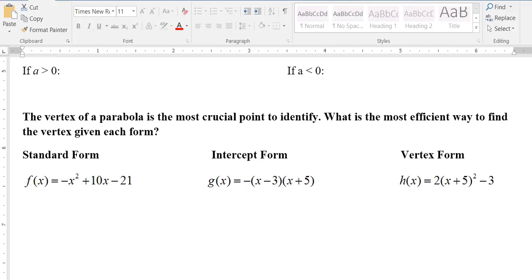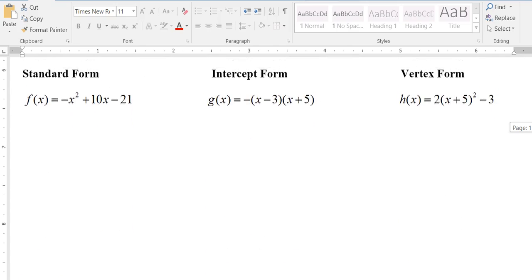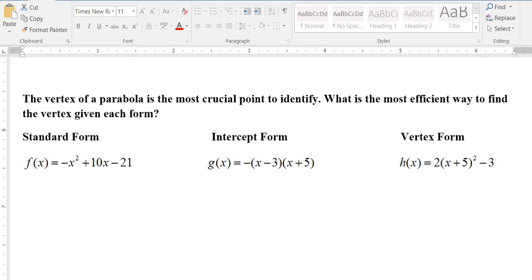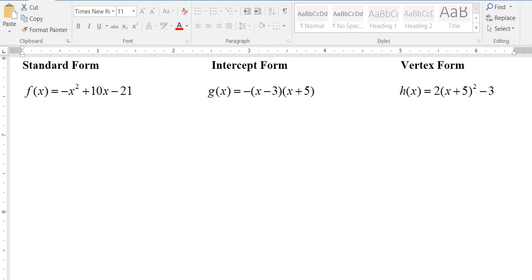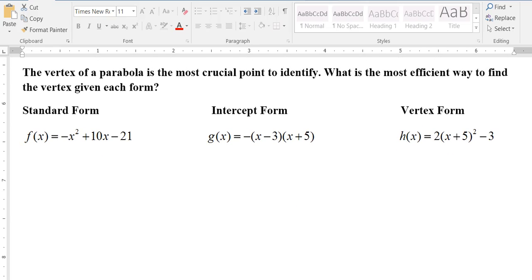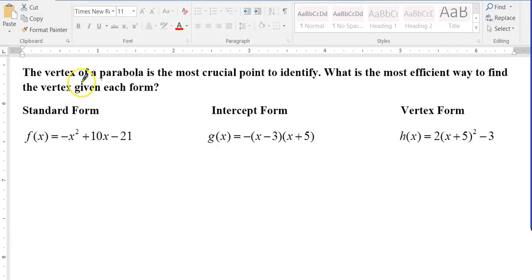Now I'm going to challenge you a bit. Let me open my problem here and scooch this up a little bit to right here. There we go. Can you see it? Yes? Okay. So the vertex of the parabola is crucial. You have to be able to identify it. So we're going to challenge you a little bit here. What's the most efficient way to find the vertex given each form?